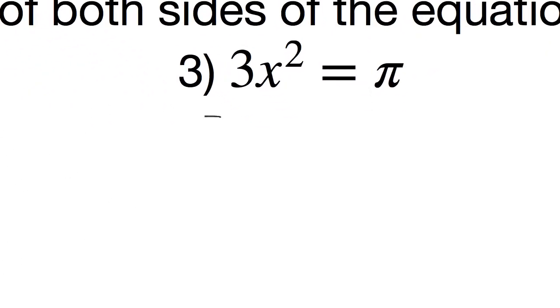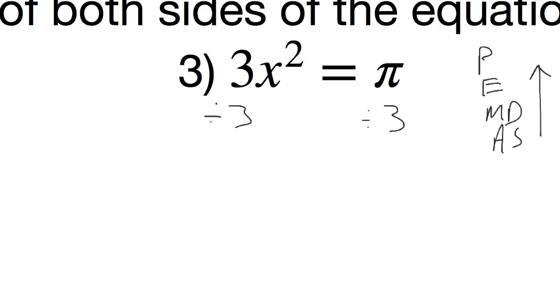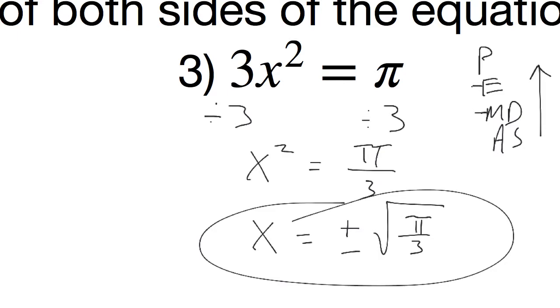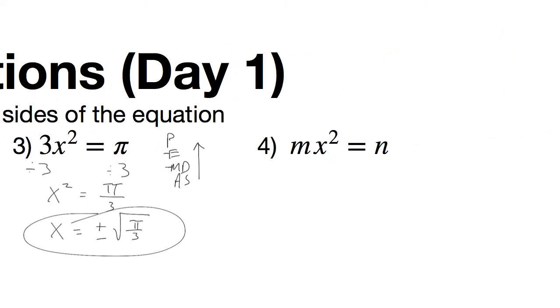Here, you could divide both sides by 3. Again, we're working in reverse PEMDAS order. So that means you undo the multiplication before you undo the exponent. So we get x squared is equal to pi over 3, whatever that is, and then you take the square root of both sides. You could mess with the absolute value if you want, but in the end the answer is going to be plus or minus the square root of pi over 3. I could have shown my absolute value work if I wanted to, but you get the idea.